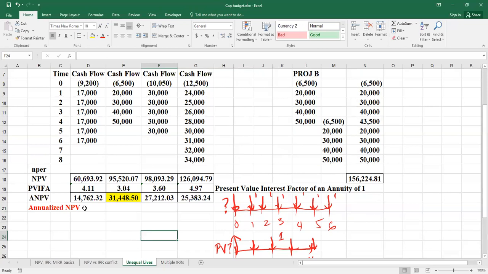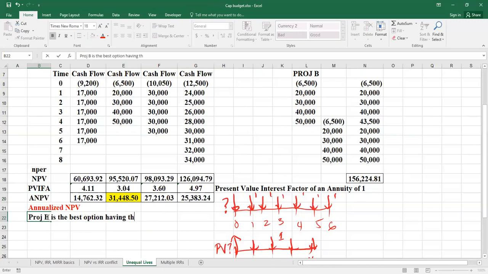Okay. So, okay na tayo dito ha. Pag equal lives, you compute for the NPV, kaso, hindi nga sila pwede i-compare, you're comparing apples and oranges. So, we have to get the present value interest factor of an annuity of 1. Okay, yun ang gagawin natin divisor to annualize the NPV. So, we're saying here that the annualized NPV for Project B is highest among the 4 options. So, Project B is the best option, having the highest ANPV, annualized net present value.